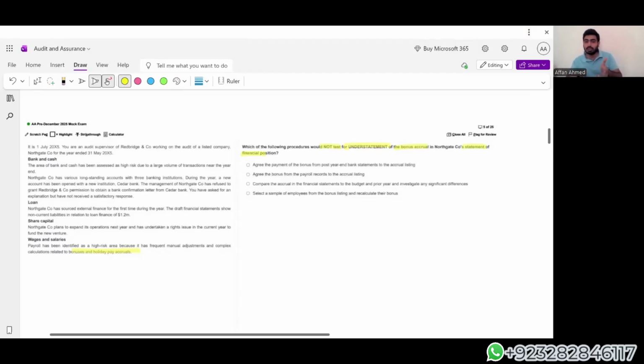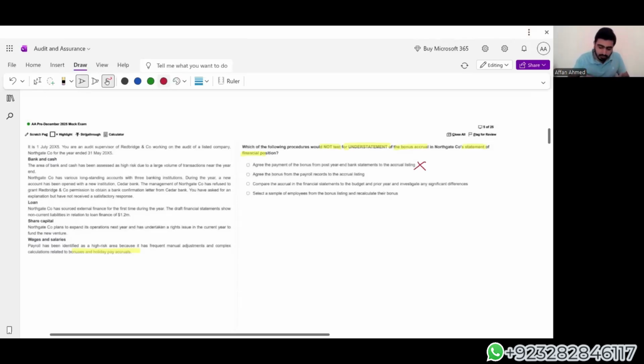So the easiest way is to check which of the procedures will identify the understatements, and cross them out. So let's see. Here we can see: agree the payment of bonus from post year end statements to the accrual listings. If I'm paying some amount from the bank and I have an accrual listing there, will it verify that I have paid the amount that is in the accrual listing? Yes, it will. So this will not be recorded. If I'm paying an amount that is higher than the recorded accruals, that means my accrual is understated.